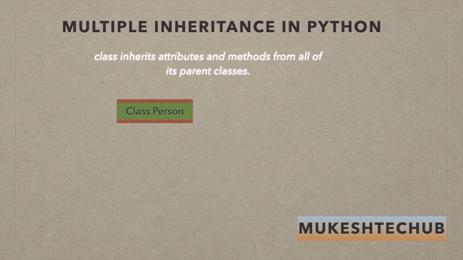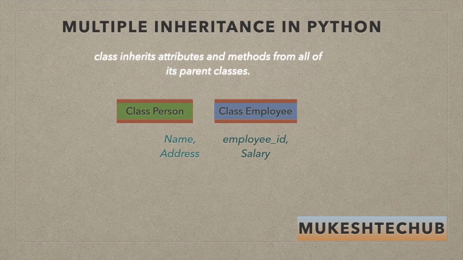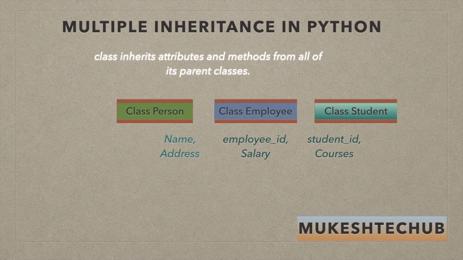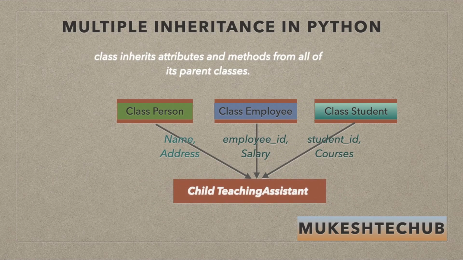I have a class called person that contains the attributes name and address, a class called employee that contains employee ID and salary, and another class student that contains the attributes student ID and courses. Now I need to create a child class that inherits the attributes or methods from the parent classes. So my class is teaching assistant, which acquires the attributes from the parent classes person, employee, and student.